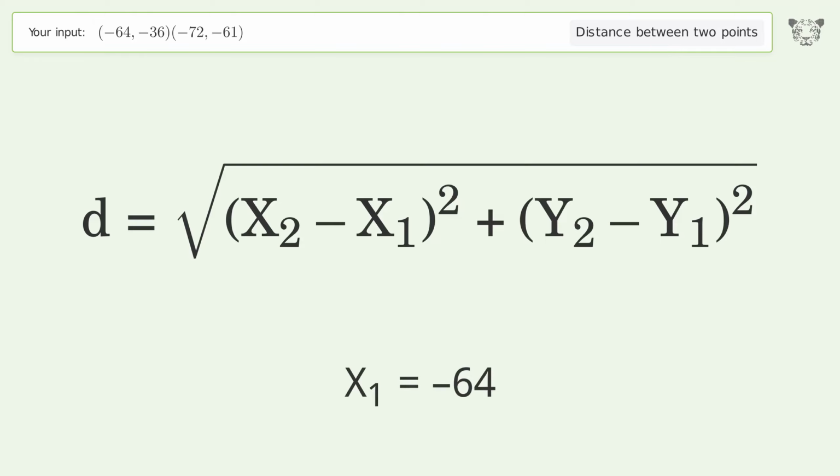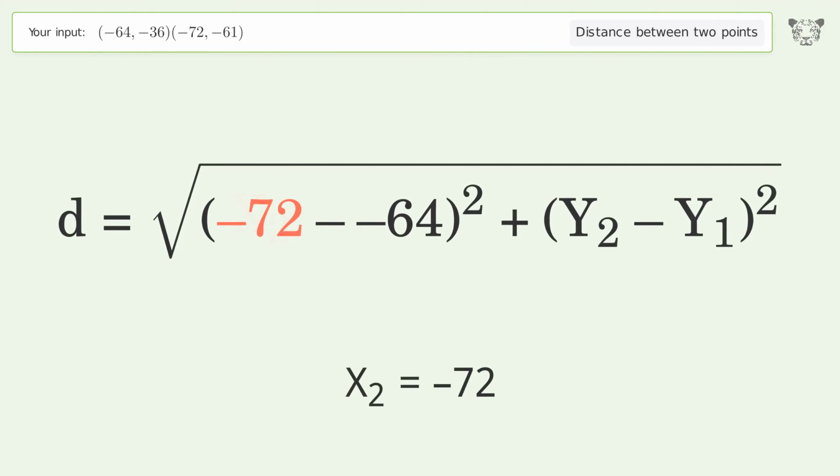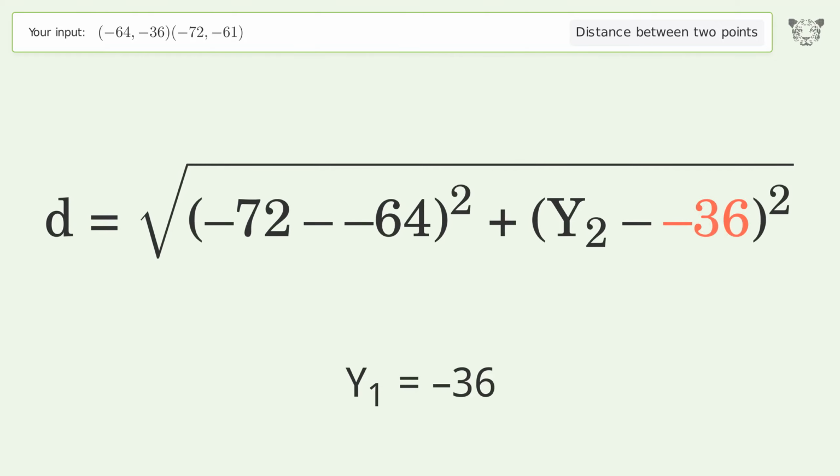x1 equals negative 64. x2 equals negative 72. y1 equals negative 36. y2 equals negative 61.